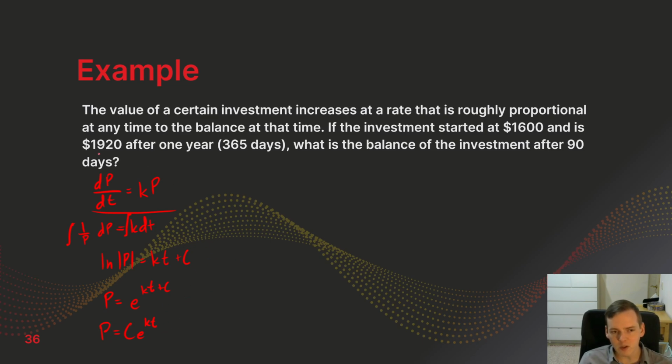Okay, now we have two bits of information: 1920 after 365 days and 1600 at t equals 0 days. So we've got two equations, we have two unknowns, we can solve this. So $1,600 is equal to c e to the k times 0, and $1,920 is equal to c e to the k times 365. Well, in this first expression, we see that c is equal to 1,600. So that means we can rewrite this as 1920 equals 1,600 e to the k times 365.